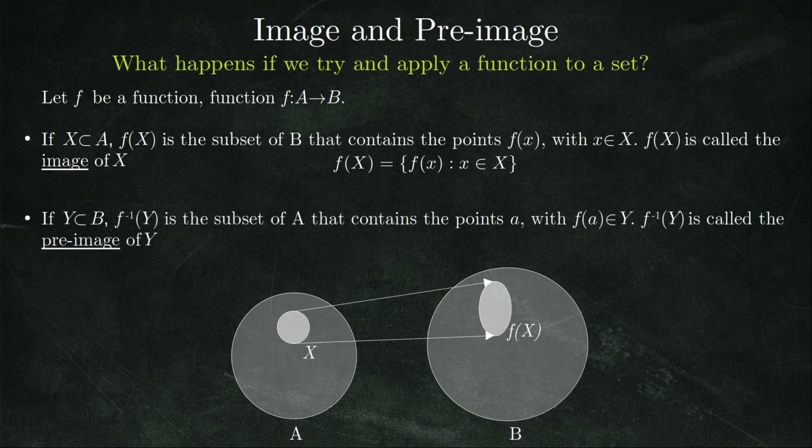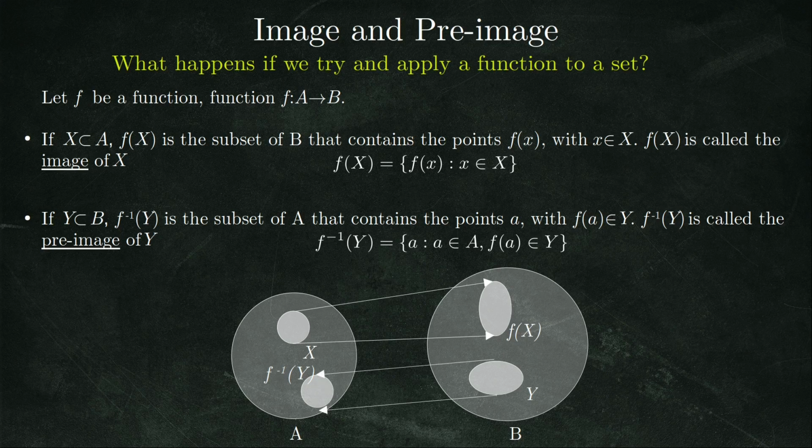And then similarly, we have a pre-image. So if Y is a subset of B, then the pre-image of Y is the subset of A that contains all the points little a, such that f of a is in Y. And we can write that as the pre-image of Y is all the points a, such that f of a is in Y. So we take set Y and we map it back. And basically we're just finding all the points in A that would get mapped into Y.